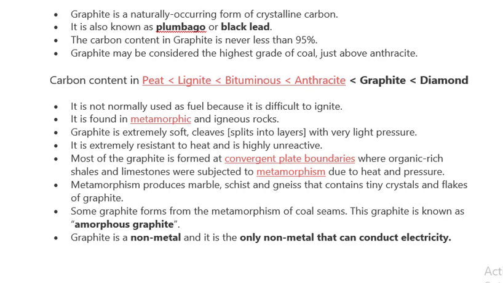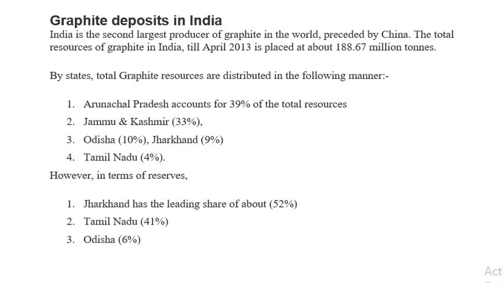Now the graphite deposits in India. India is the second largest producer of graphite in the world, preceded by China, which is the topmost producer. In India about 188.67 million tons of graphite is there. According to the states, Arunachal Pradesh accounts for 39% of the total reserves.